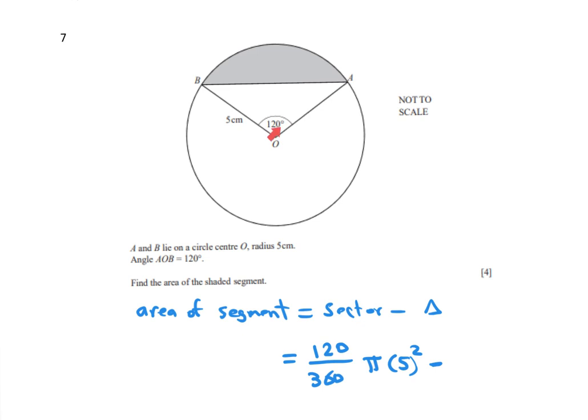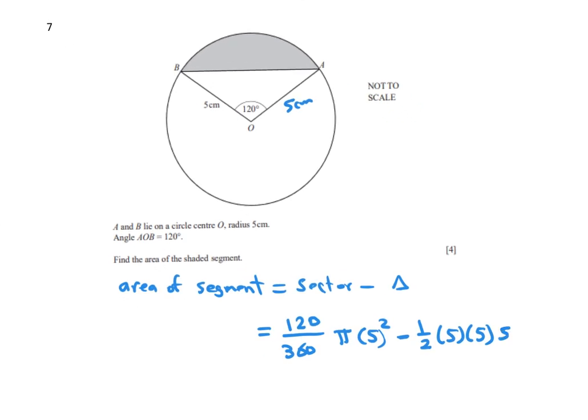We have two sides because this is a radius and this is also a radius. So this is 5 centimeters. We have two sides and the included angle, so we can find the area of this triangle using this formula: half times side times side times sine of the included angle, sine 120.